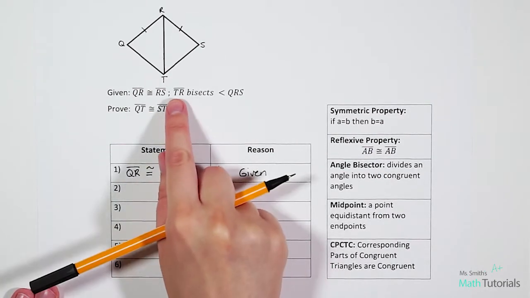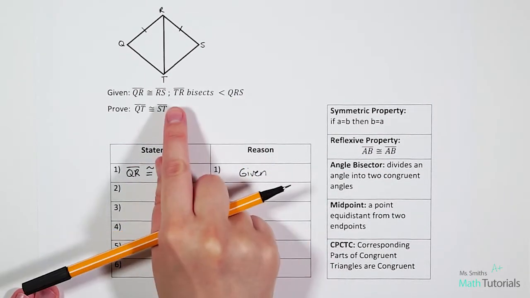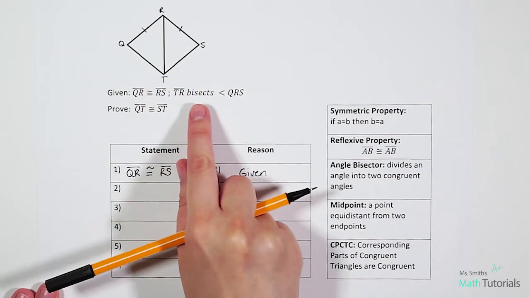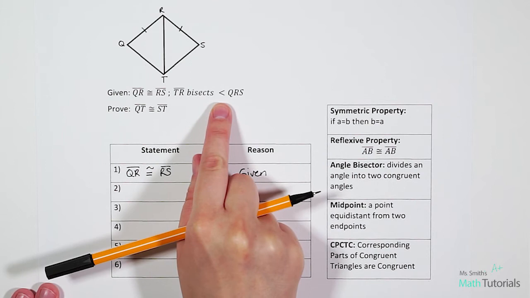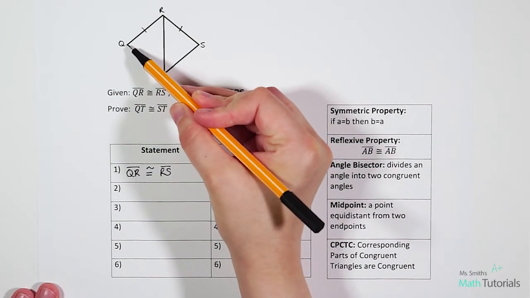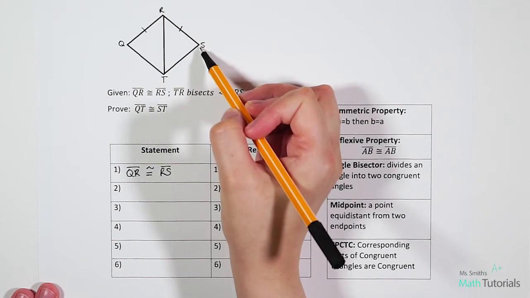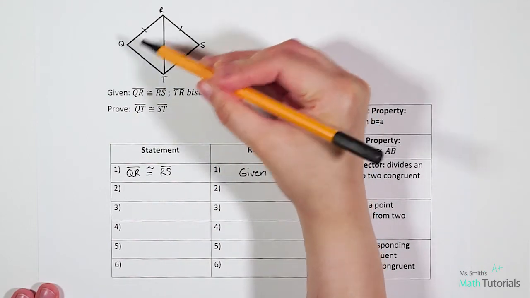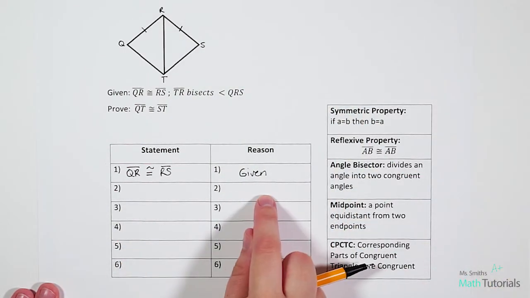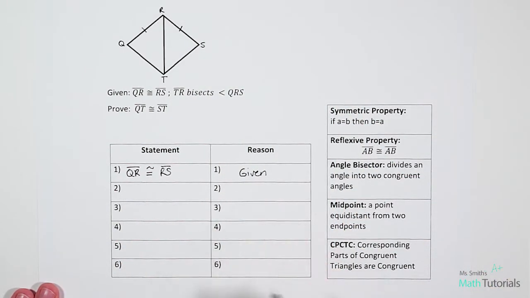We are given a second given statement here as well, that line TR, which is the center line right here, bisects angle QRS. So QRS would be right here. This line bisects this angle. So let's add that to our statement and then with our reason being given.